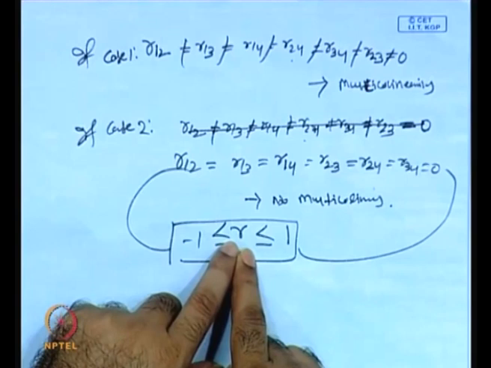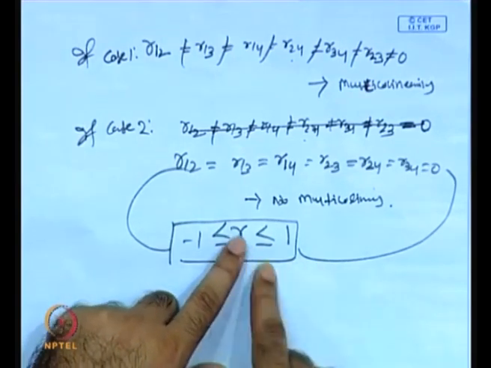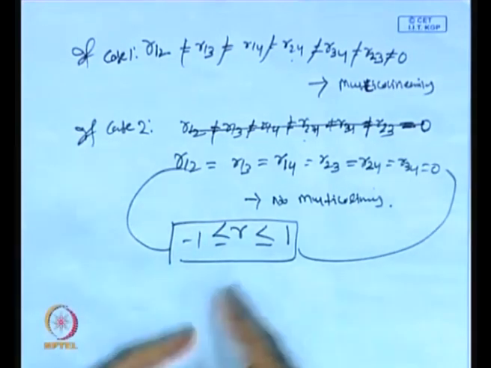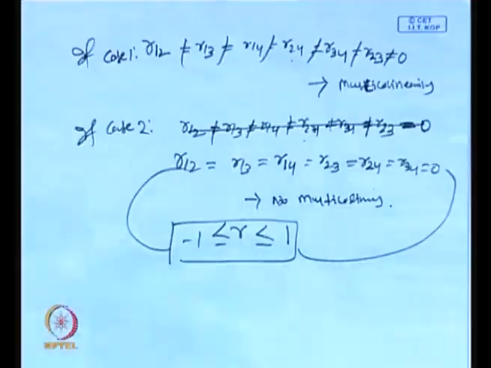If it is with respect to the first and second variable, then put 1 2. If it is the first and third variable, you put 1 3. If it is second and fourth, you put 2 4. Like this you have to abbreviate and interpret accordingly. In any case, R is a correlation coefficient, so it should be between minus 1 and 1.